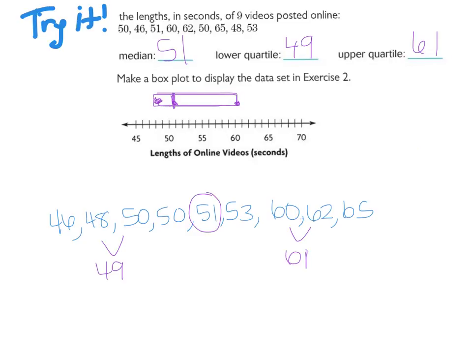Now my whiskers, remember, go to my lowest number, which is 46. I draw a little whisker, and then my upper number, which is 65, which is right there. Then you draw a little whisker out. And that's how you do the box and whisker plots.